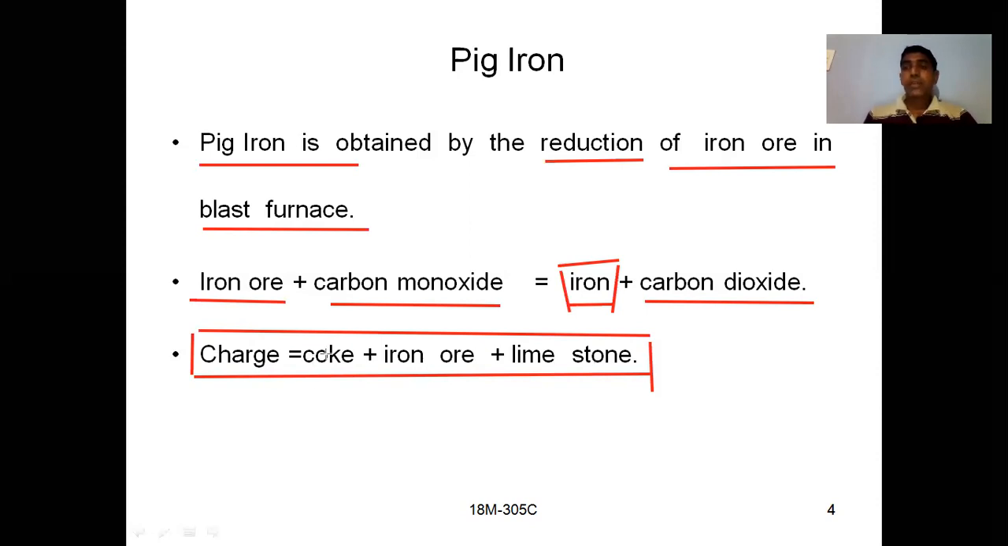Already we have discussed in the first session how you will get coke. When coal is sent to coke ovens, dry distillation of coal will take place in the coke ovens, then you will get coke. That coke is used as a reducing agent in this blast furnace. So coke plus iron ore and limestone is used as the charge.